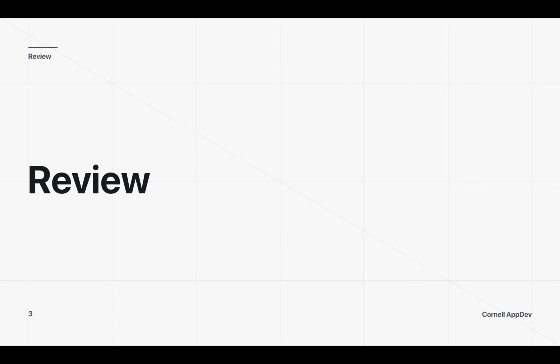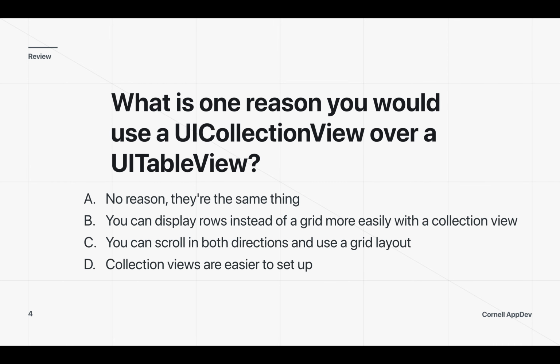And now some review of Lecture 5. The first question is, what is one reason you would want to use a UI collection view over a UI table view? I'll give you a minute to read through the options. Cool. So the answer is C. You should use a UI collection view over a UI table view when you want to scroll in both directions, or use a grid layout like an Instagram profile feed.